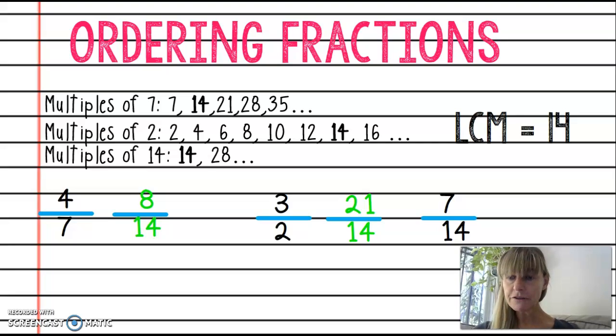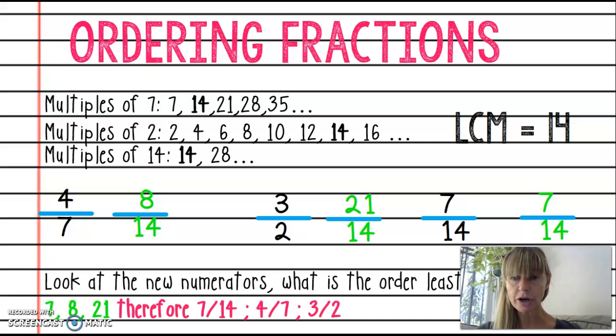And now I'm looking at the third fraction, and it already has a 14 in the denominator. So I really don't need to actually do anything. It would just basically be multiplying it by 1. So those are my three fractions. Now the next step is to look at the numerators and put them in order from least to greatest. Well, I know that 7 comes first, then 8, then 21. So I need to place the order of the fractions in that corresponding order.